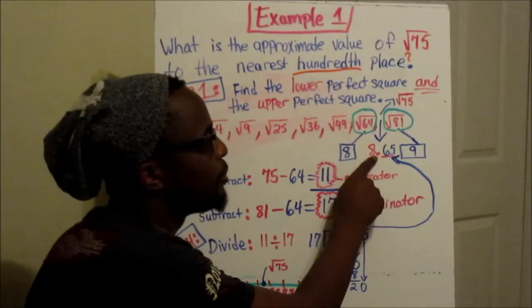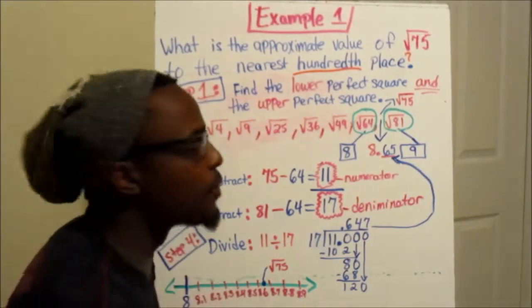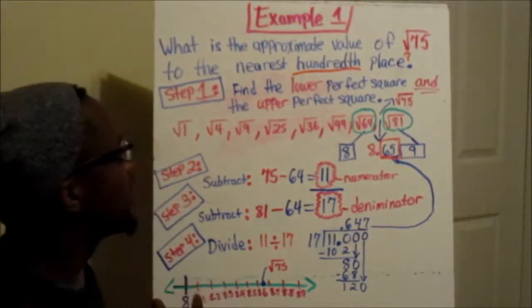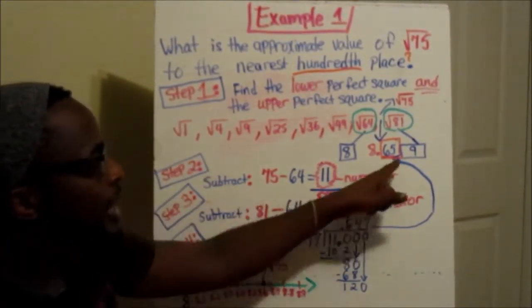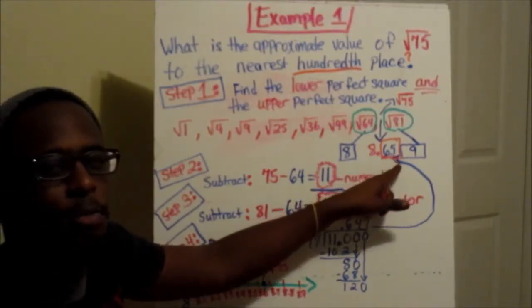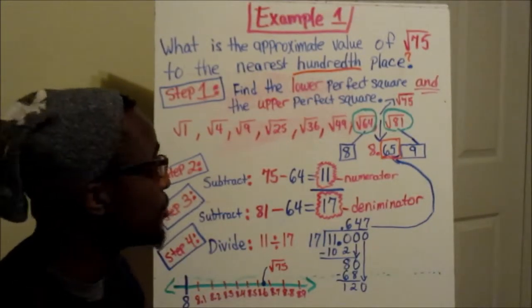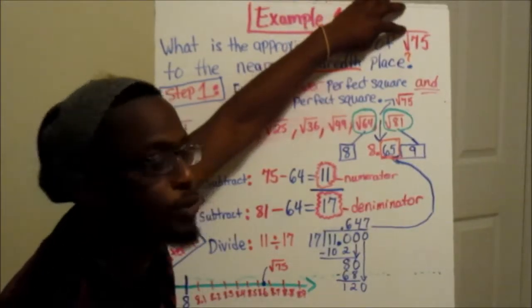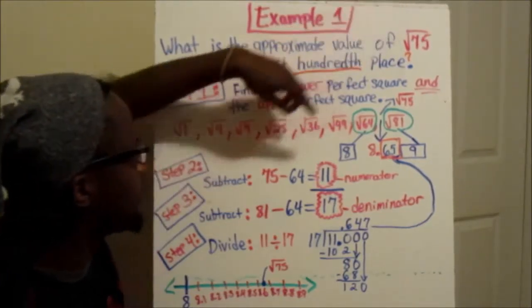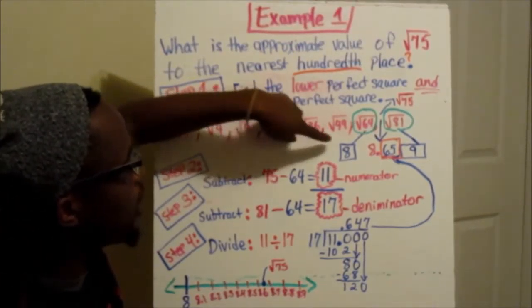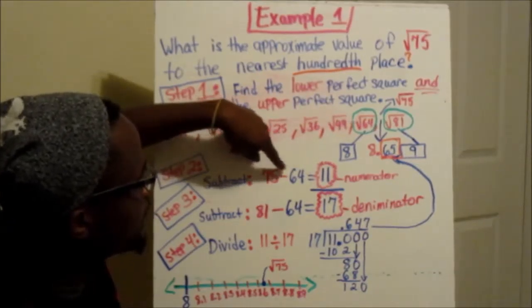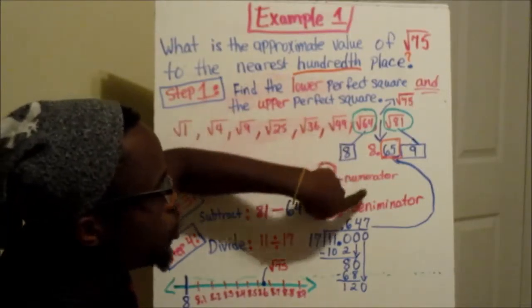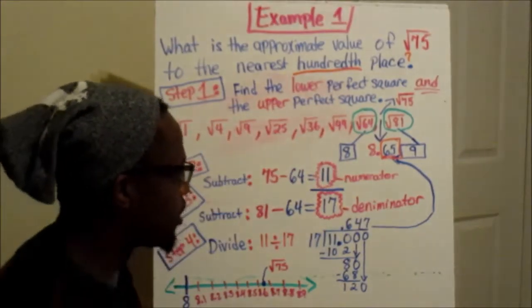So I can say it's 8 point something. Now what we're about to focus on is how do we get this something? All right. So we have to follow through steps 2 through 4. It helps us get this decimal point, and it's really important that you know how to get that decimal. So the first thing we're going to do is subtract the number we're looking for, 75, we're looking for the square root of 75, from our lower square, which was 64. So 75 subtract 64, we get 11, and we're going to mark that as our numerator. This 11 is our numerator.